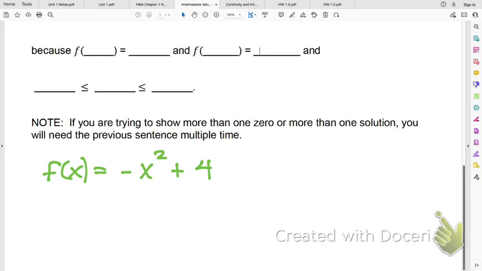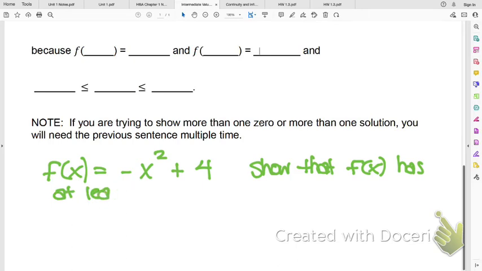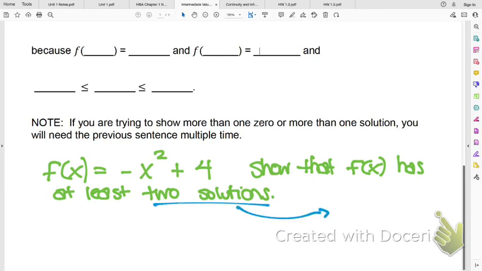So if that's my function, show that f of x has at least 2 solutions. What are solutions? Zeros. All right, so although it says 2 solutions, mentally you're thinking to yourself, they want me to show that y equals what? 0. How many times? At least 2.